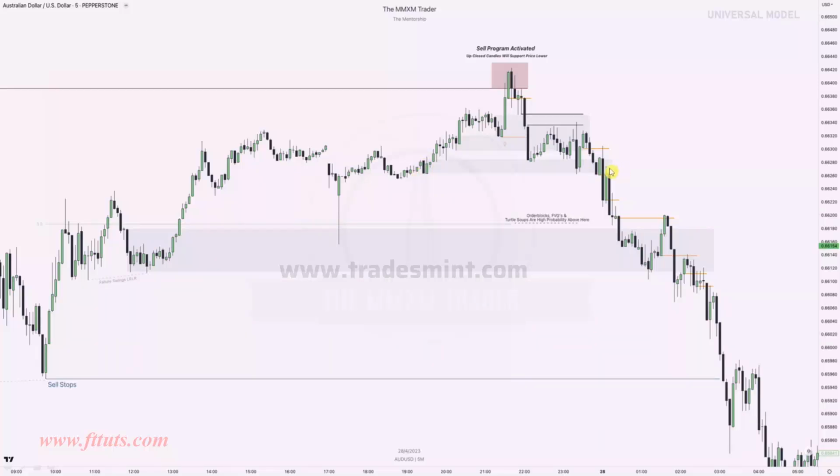Over here, mitigation block into this bearish order block again. Down here, another mitigation block, and we can see all these PD arrays formed here are still holding price to continue down lower and complete this market maker sell model.